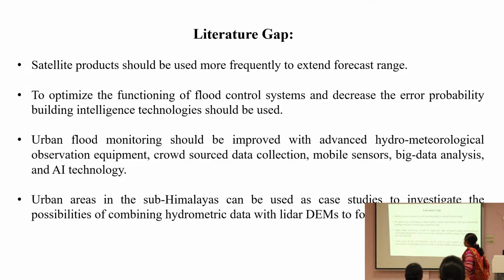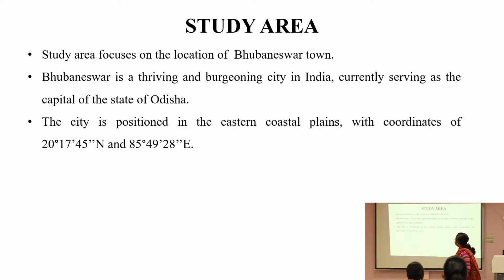Okay. And we can also analyze the sub-Himalayan areas and a case study to investigate the possibility of combining hydrometric data with LIDAR DEM to forecast urban flooding. We can take into consideration this case study, sub-Himalayan area. So, here we have taken Bhubaneswar. Why we chose the Bhubaneswar area, already we have discussed. So, this is the longitude, latitude and where it is, you know.